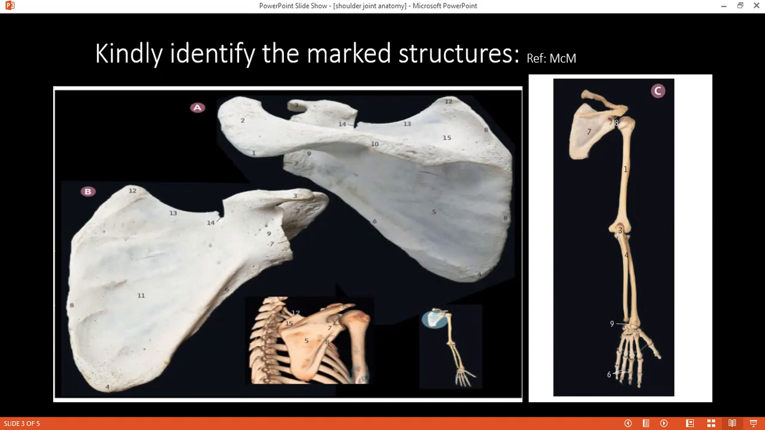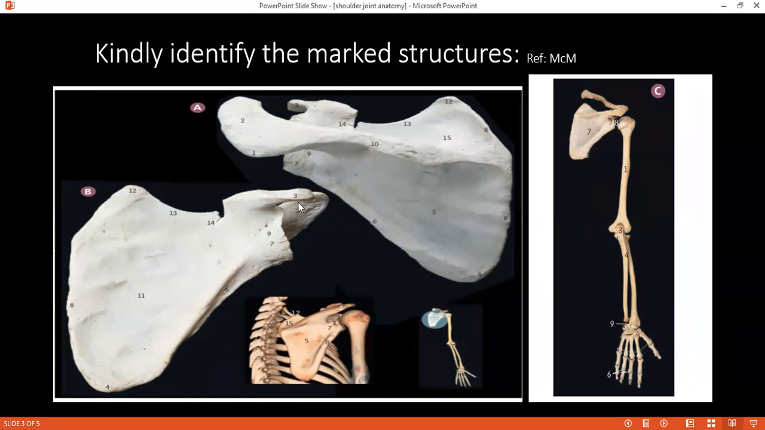Okay. Can you please identify these parts? What is 2 in picture A? This is the acromion process. And what is 3, please? Coracoid process. All right. Can you please tell me the surface marking of the coracoid process?